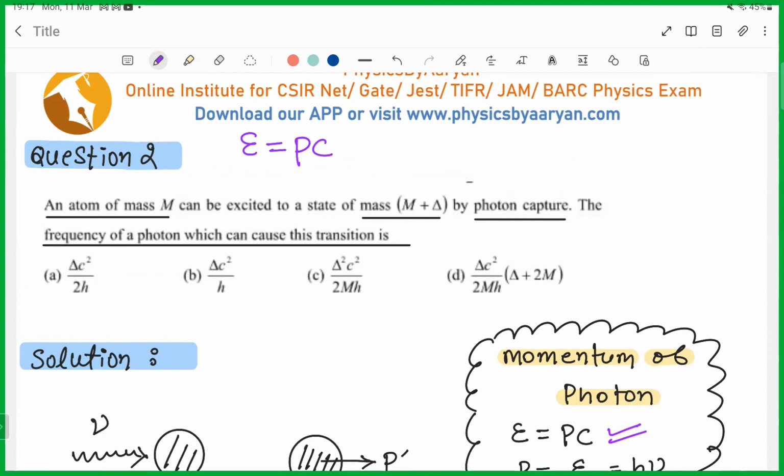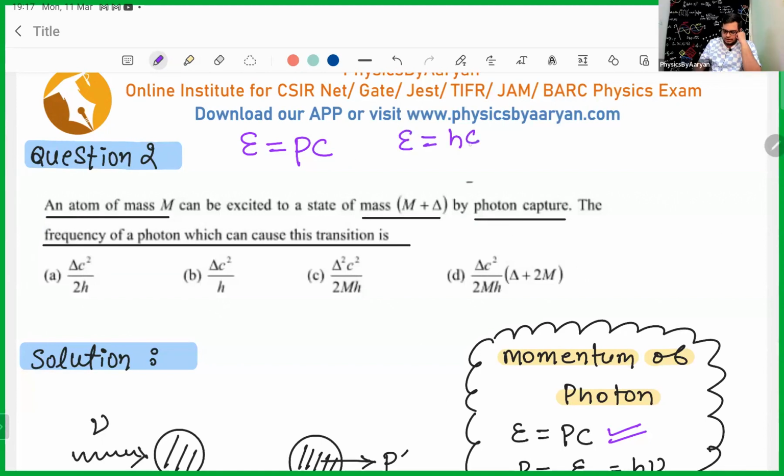Sir, E is equal to hc by lambda, and h by lambda is there, then that is P. So E equals P c. So E equals to hc by lambda, and h by lambda is P, right? H by lambda is P according to who? De Broglie hypothesis. De Broglie hypothesis क्या बोलता है कि P is equals to h by lambda. That's it. That's the derivation.